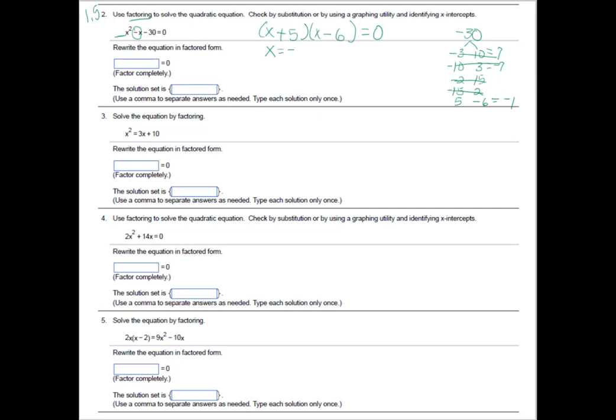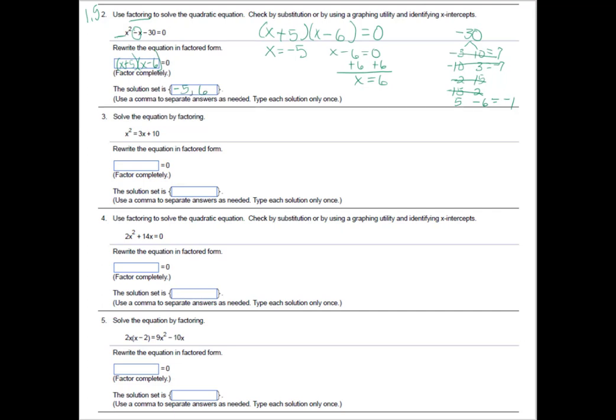Okay, then take each of these and set them equal to 0. Move the number to the other side. And those are going to be your 2 answers. Now, how do you fill in the blanks? Rewrite the equation in factored form. So the first box on your homework, you're going to put x plus 5 times x minus 6. Then the second one says the solution set is, and you'll put negative 5, comma 6.